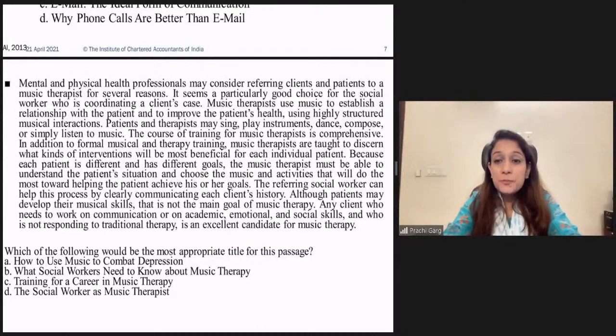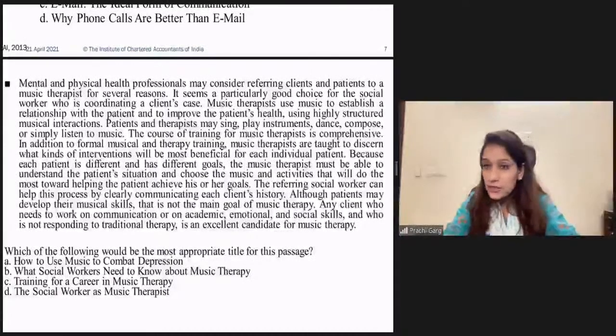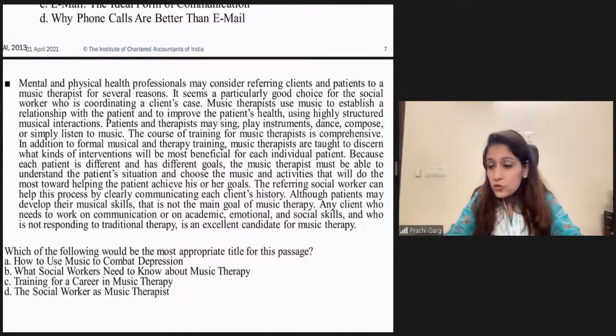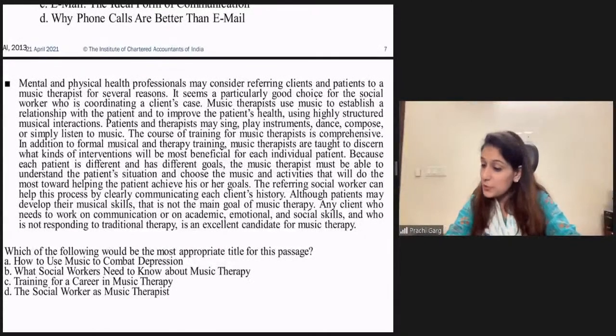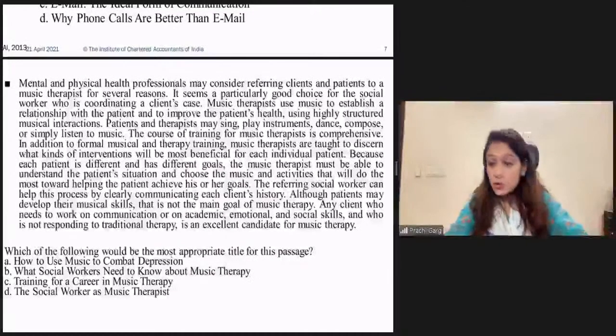Okay, so the option is B. What social workers need to know about music therapy. Just look at this. Is the article telling us about the social worker as music therapist? No. Is it telling us about a career? No. Training for a career in music therapy? No. Is it telling us about how to use music to combat depression? No. It is telling about what social workers need to know about music therapy.